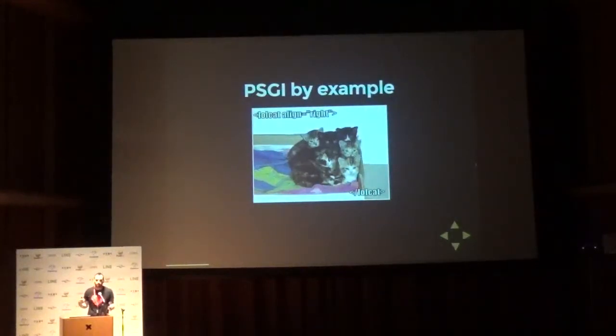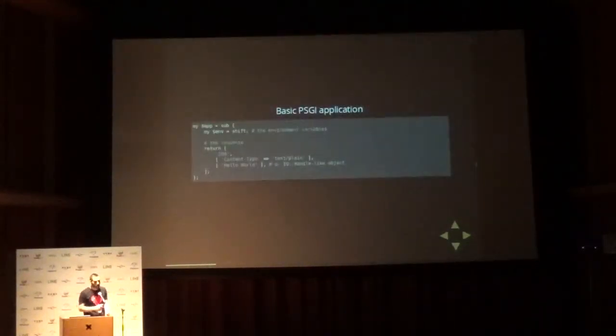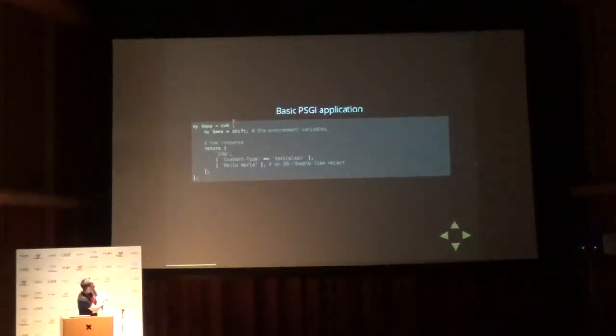So when we take a look at an actual PSGI example, it looks like this. You have your code reference. It receives the environment variables. That will contain stuff like information about the request, the parameters, the method, the path, all of that information. And afterwards, we will return a response, which will include the HTTP status, any headers that we have in pairs, and the content, which can be either a string or some file handle.